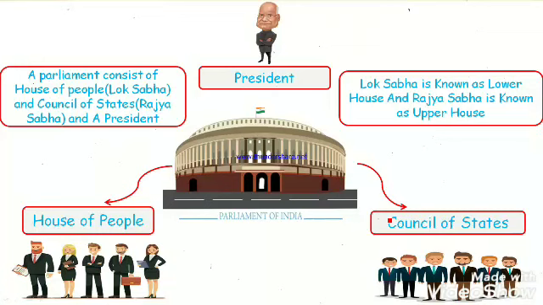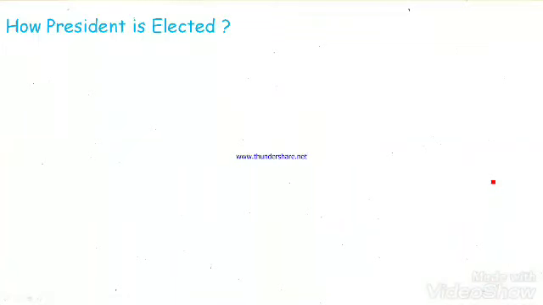Lok Sabha is known as the lower house and Rajya Sabha is known as the upper house. Okay, so what do you mean by this sentence? I mean, this will be called the lower house and this will be called the upper house.